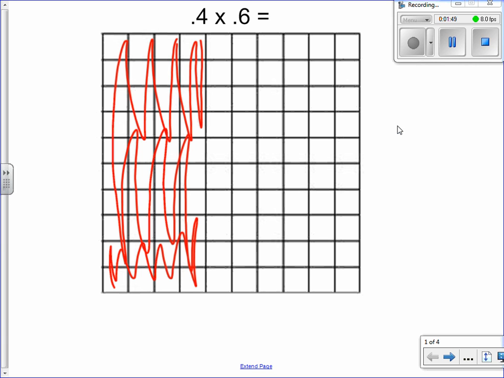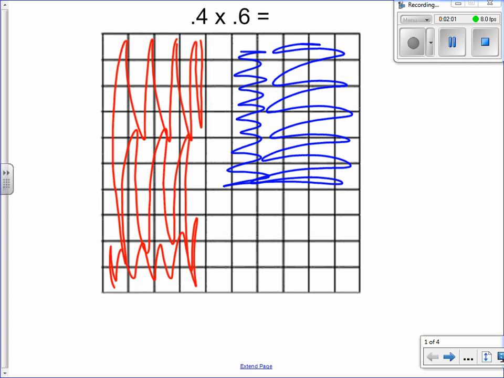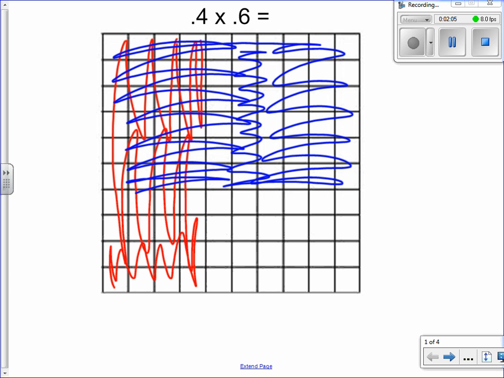Next, I want to shade in 6/10, but I have to go the opposite direction when I'm multiplying decimals here. So I want to shade in 6/10, so that's 6/10 right there. And as you can see, I went the opposite direction. I went horizontally here. So I have vertically 4/10, which is right here, and horizontally 6/10, which is right there.